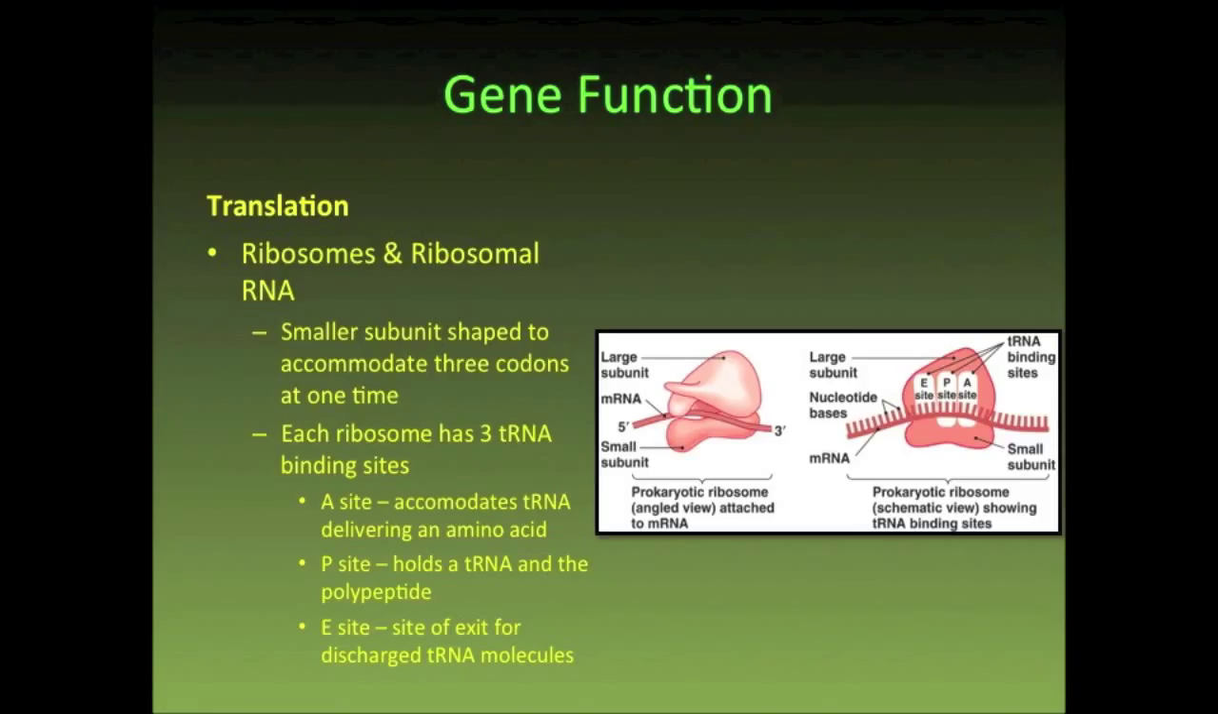The middle site is the P site and is named so because it holds the tRNA molecule that is bound to the growing polypeptide chain. The last site, the A site, is the site in which arriving charged tRNA molecules enter the ribosome to deliver their amino acids.